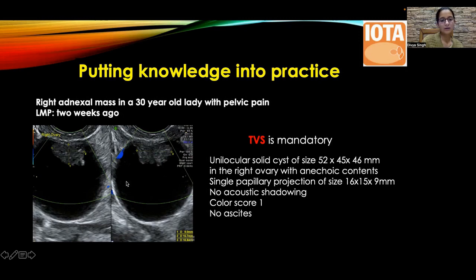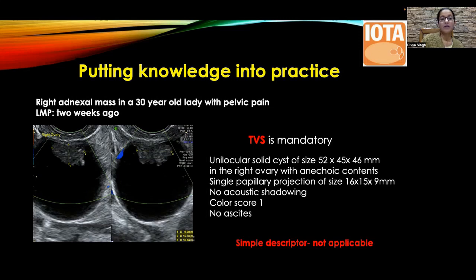Also, besides looking at the appearance of the lesion and its contents, we look at the solid component. We measure the solid component. We look for vascularity within the solid component. And you can see that we've switched on color Doppler and there is no vascularity. So the lesion has got a color score of 1. Also, what we look for is presence of acoustic shadowing. We don't see shadowing either within the solid component or posterior to the lesion. So there is no acoustic shadowing in this lesion.